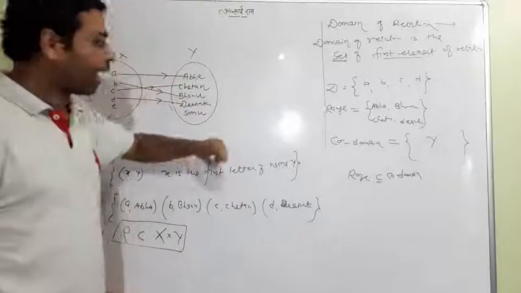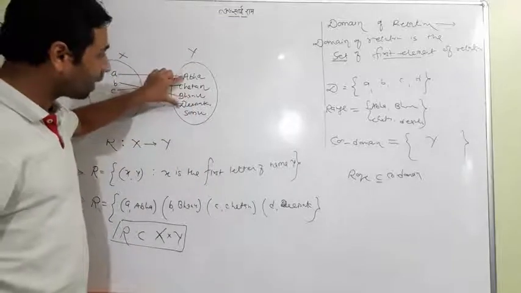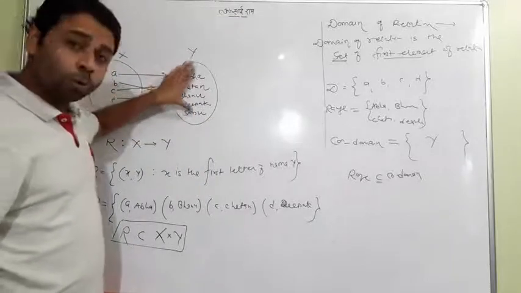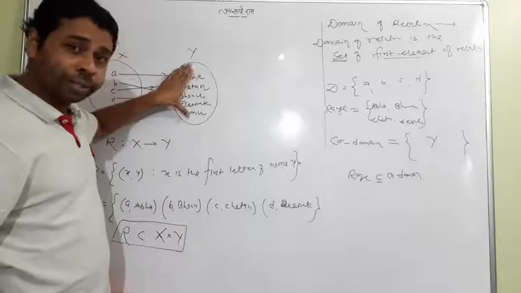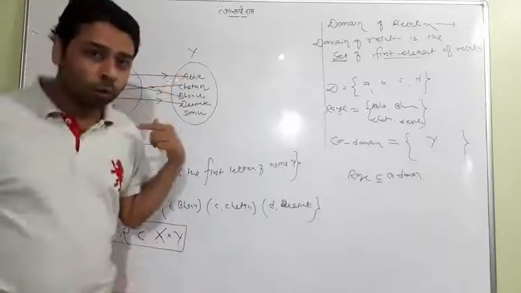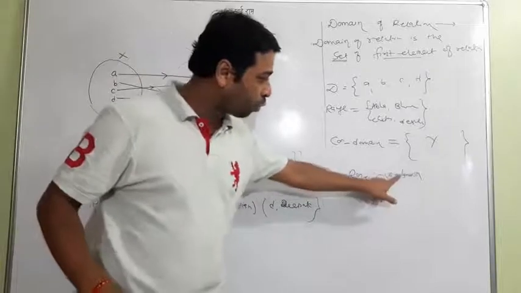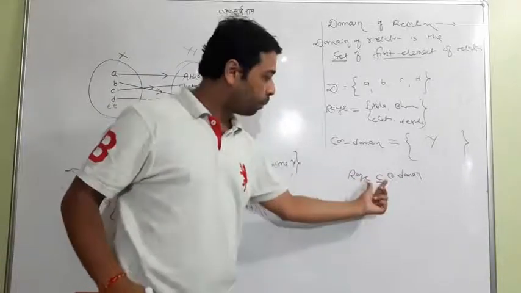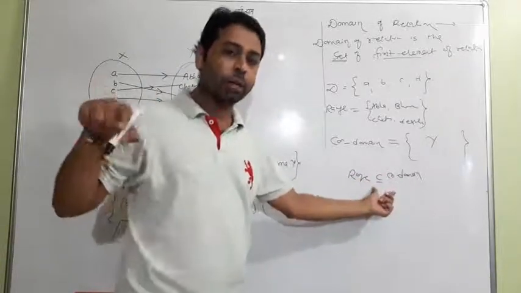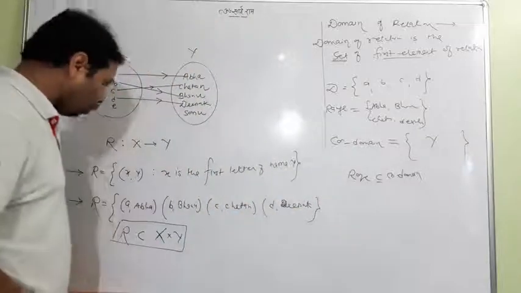Look at the diagram: 1, 2, 3, 4, these are the range, and the whole is the codomain. So range is a subset of the codomain. Sometimes range may be equal to the codomain. So range is a subset of the codomain or equal to the codomain. I have shown you this symbol, subset and equal. So this was an important topic today.